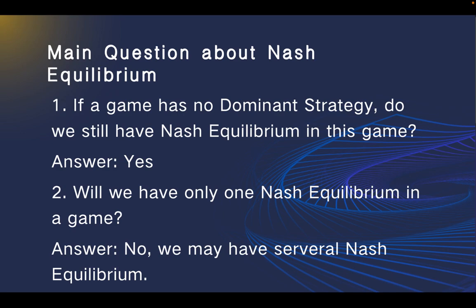And the second one is, do we have only one Nash equilibrium in a game? The answer is no. We may have several Nash equilibria. It might be two or three or more, because there may be several sets of strategies where player A or B have no reason to move to another strategy, and they are still better off.